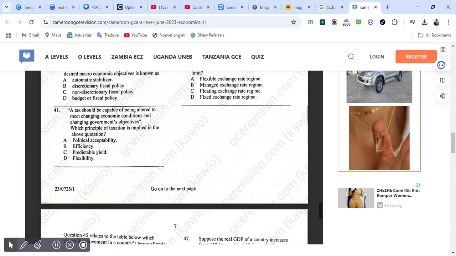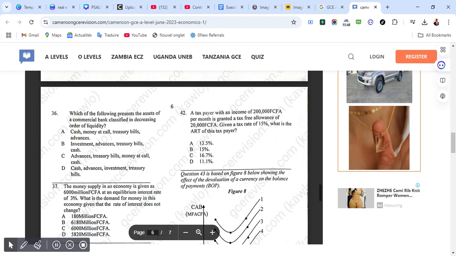A tax should be capable of being altered to meet changing economic conditions and changing government objectives. Which principle of taxation is implied in the above statement? The correct answer for 41 is D, flexibility. A taxpayer with an income of 200,000 francs per month is granted a tax-free allowance of 20,000 francs, giving a tax rate of 15%. What is the average tax rate of this taxpayer? The correct answer for 42 is B, which is 15%.